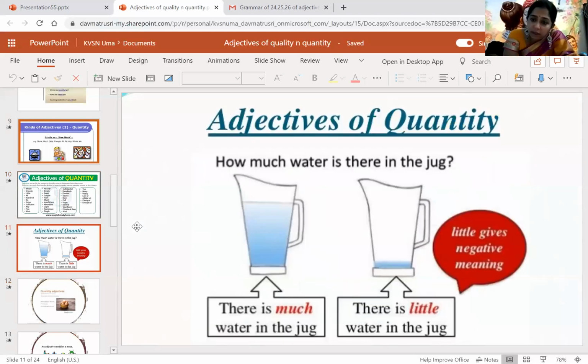How much water is there in the jug? So here, how much water in the first jug? There is much water in the jug. You cannot always say that there are 2 liters of water. There is 1 liter of water.